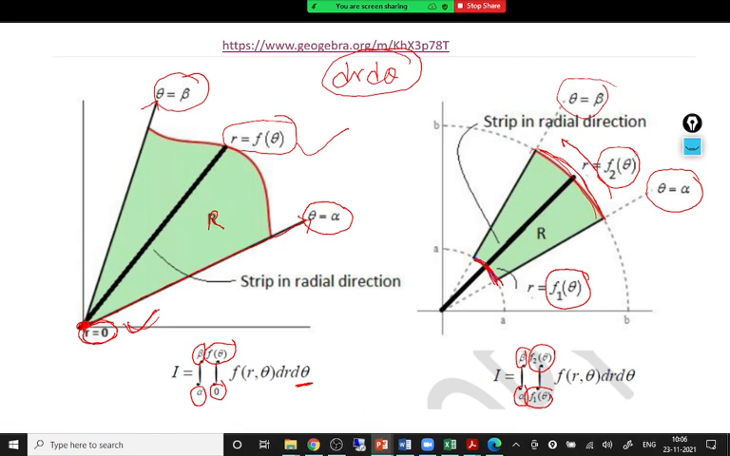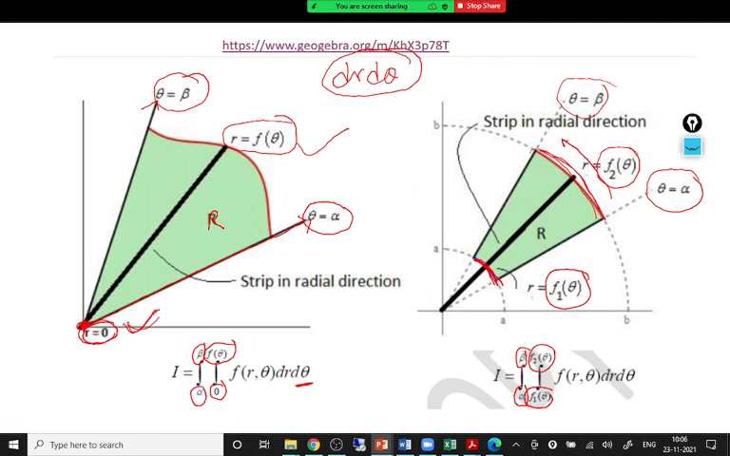Outer limit is always a constant. It depends on what alpha and beta are. They may be any angles. They are always angles. It may be like 0 to pi by 2 if the region is entirely in the first quadrant. Are you getting it? Sir, they will always be angles, right? Yes, alpha and beta, the outer limits, are always angles. Correct, they are of theta.